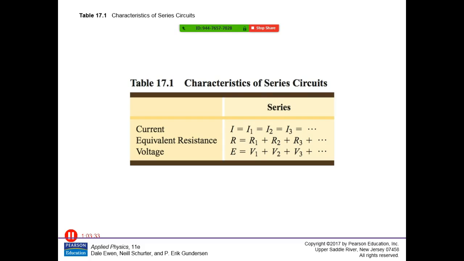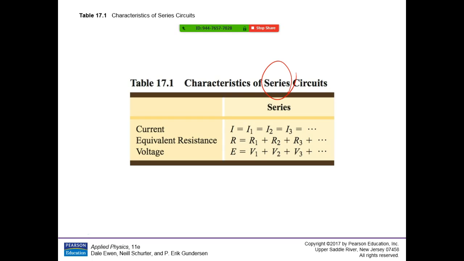However, the resistances in a series circuit, remember this is a series circuit, those add. So the R is the effective or total resistance. It's R1 plus R2 plus R3 plus as many R's as you have in series with each other, meaning they're all connected by one pathway.